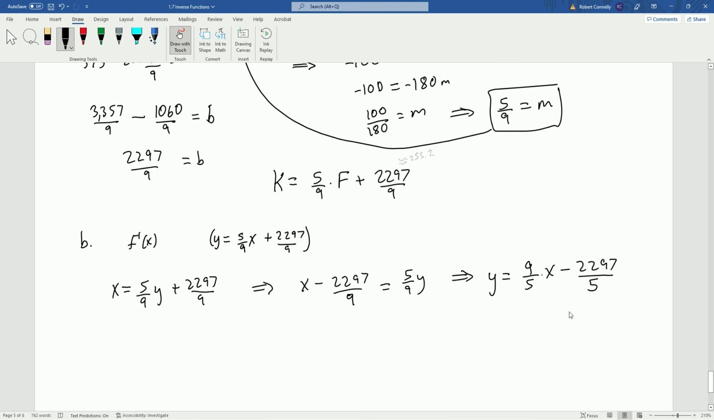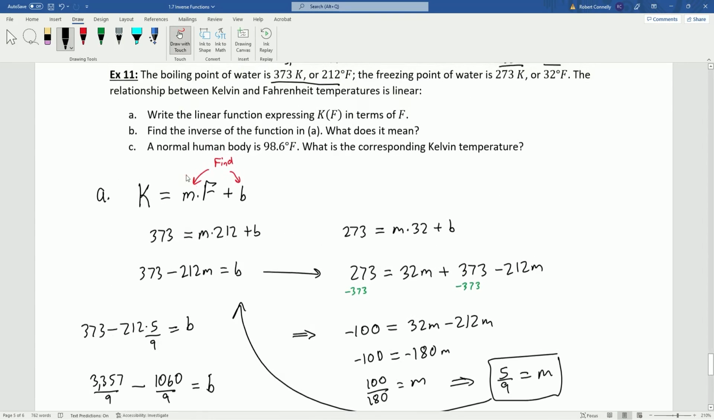Now, here's the thing. Here, we switched our inputs and outputs, but in terms of which one represents Kelvin and which one represents Fahrenheit, those should have carried along with the switch. So in other words, this should look like Fahrenheit equals 9/5 Kelvin minus 2,297 over 5. So what does this mean? That's the key part here.